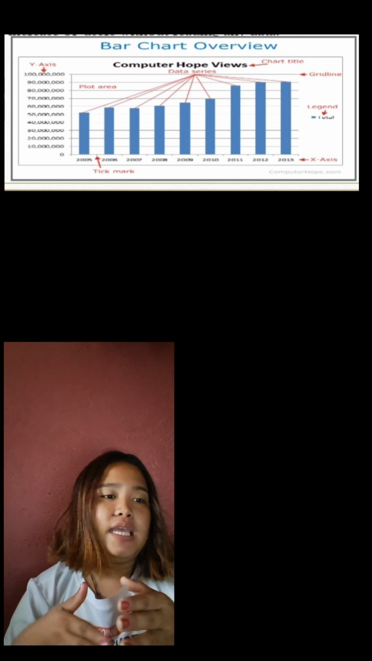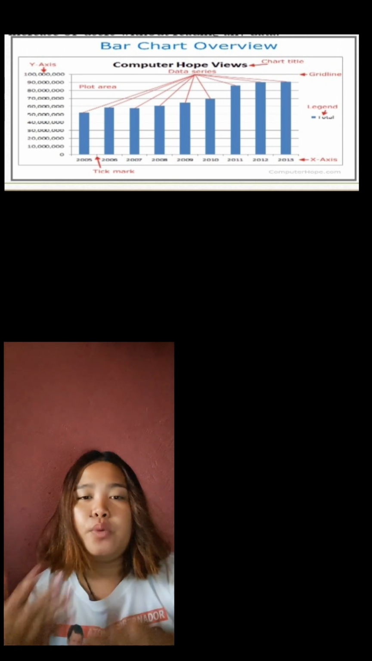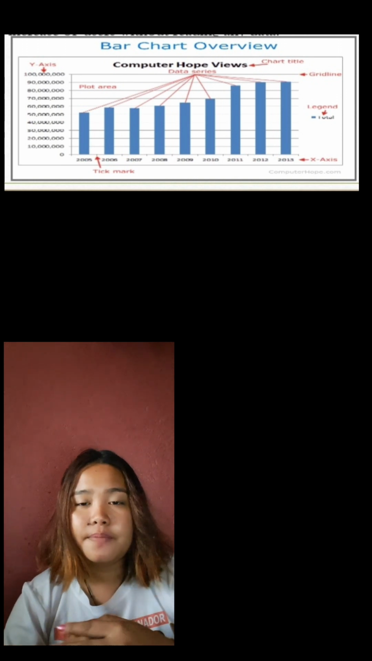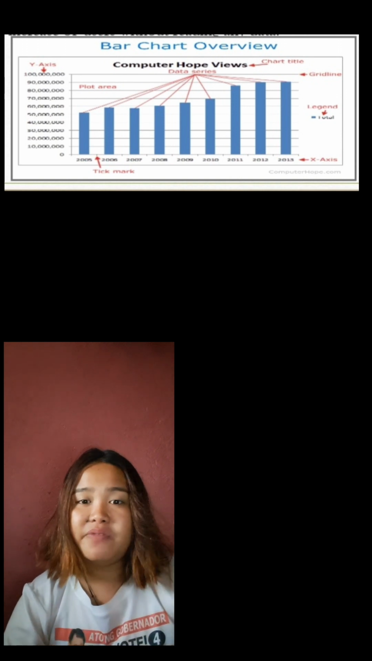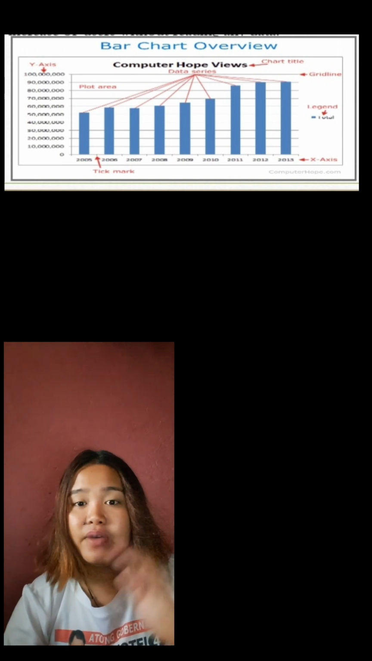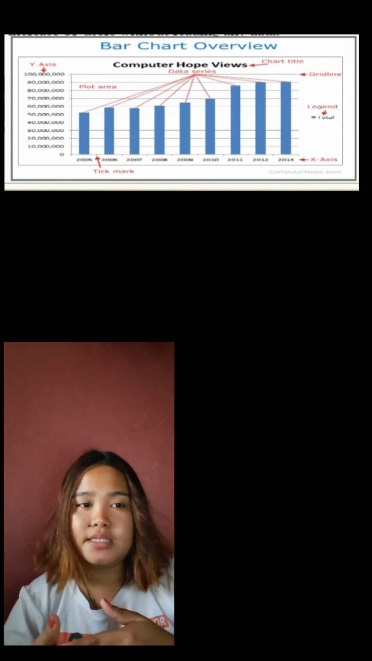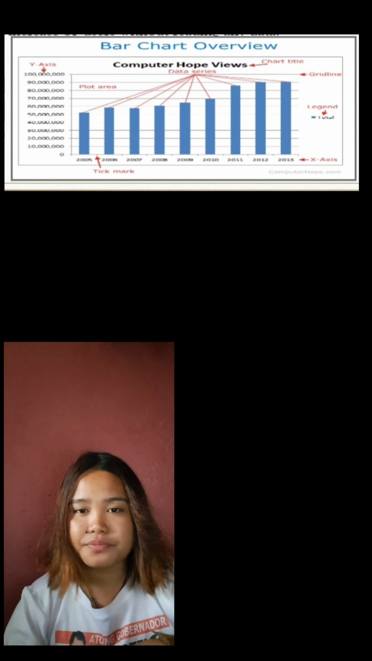50,000. In the years 2006 and 2013, we can see the differences between the years. We can see here the differences in users. So it is easy for us to identify in this kind of chart.